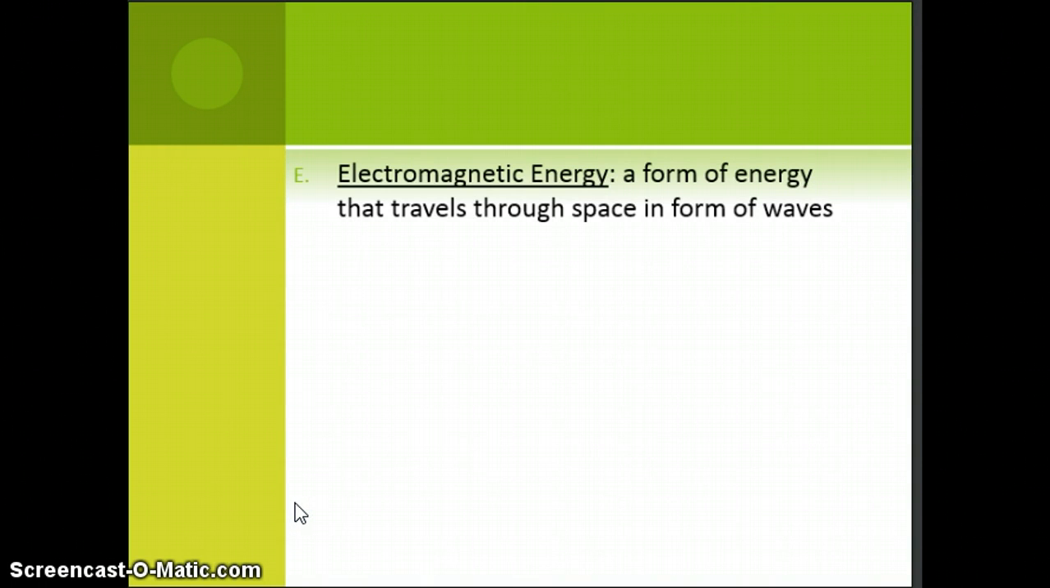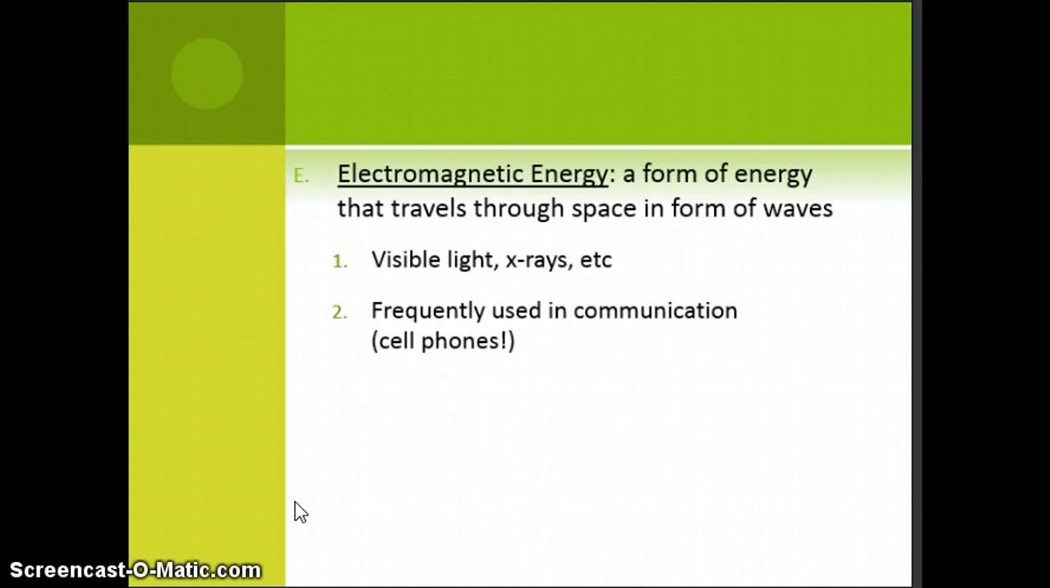Electromagnetic energy is a form of energy that travels through space in the form of waves. That is talking about light and different things. We'll talk more about that in chapter 18. So visible light, X-rays, those are all forms of electromagnetic energy. It is frequently used in communication, for cell phones, and we'll talk more about that later on.